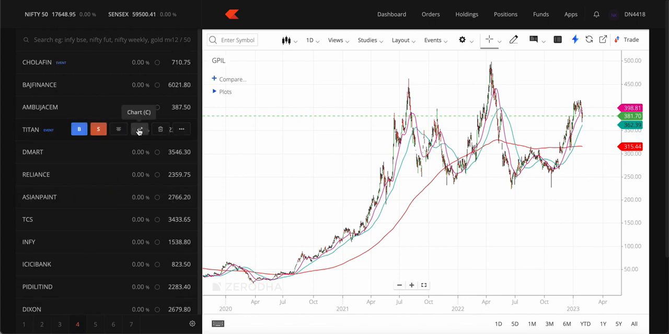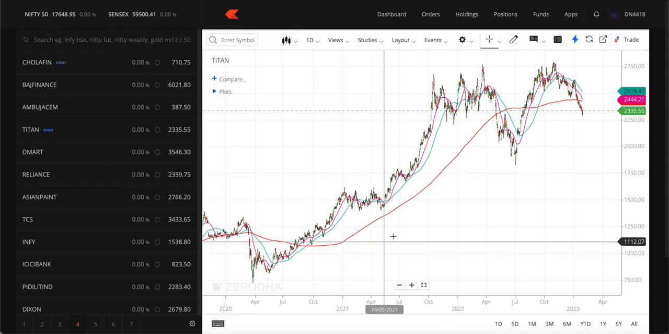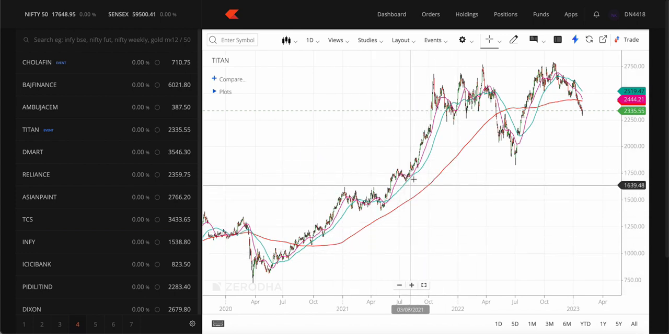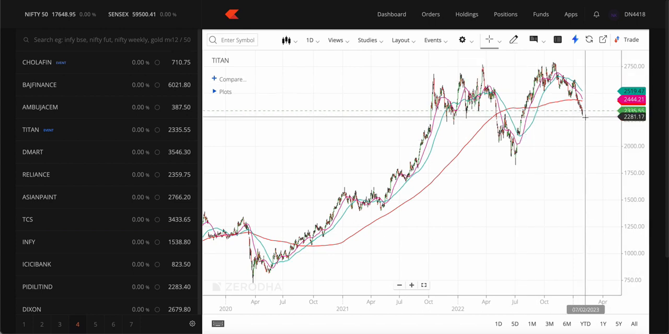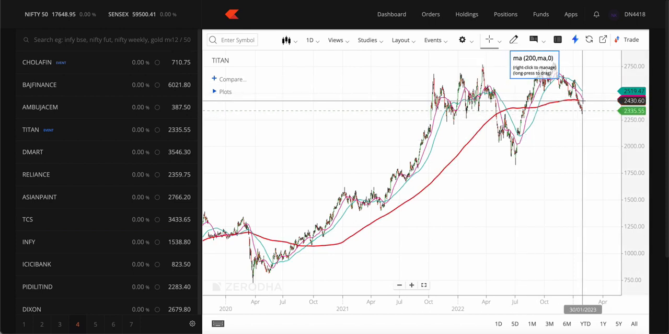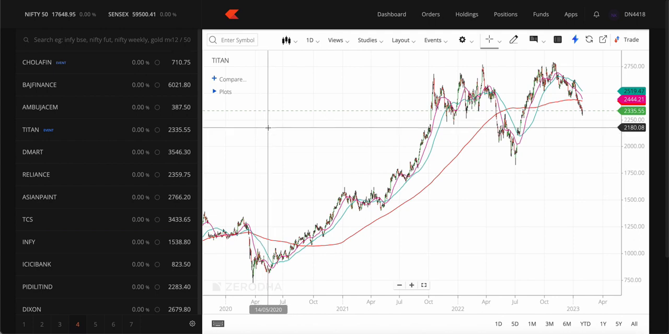You will see in Titan also. Titan has a good uptrend, and it maintained this uptrend actually. Then once the uptrend broke, it came down. Now it's in the downtrend actually. It has broken the 200-day moving average. So I have shown a couple of stocks as examples. This way you can use moving averages to know the trend of the stocks.